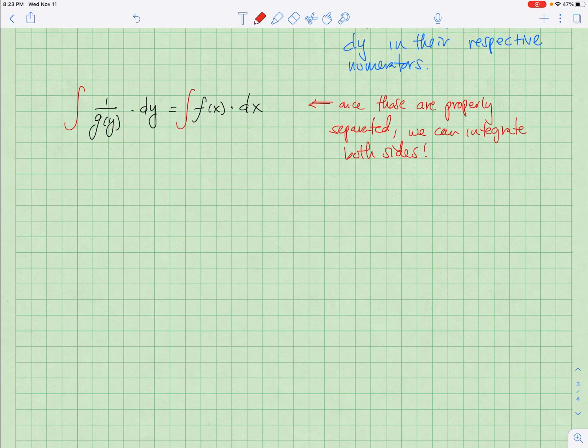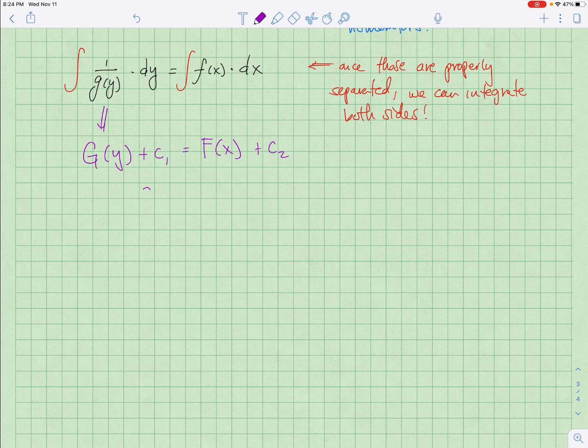Now, once you do that, and I don't know what this is going to be, the idea is this is going to be some antiderivative. Let's call it capital G of y plus arbitrary constant 1 from integrating, is going to be equal to some capital F of x plus arbitrary constant 2. And we're going to be able to subtract that constant 1 from both sides. G of y is equal to capital F of x plus C2 minus C1. And pay attention here. You're going to see a lot of this in the days to come. A lot of manipulation of these constants.